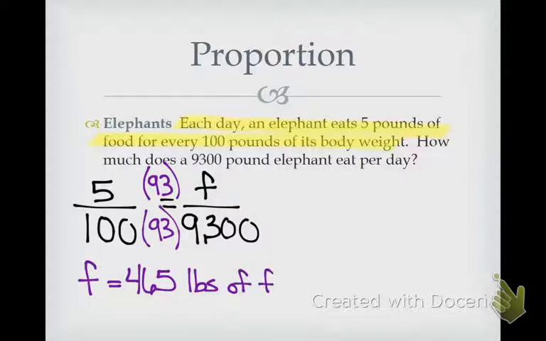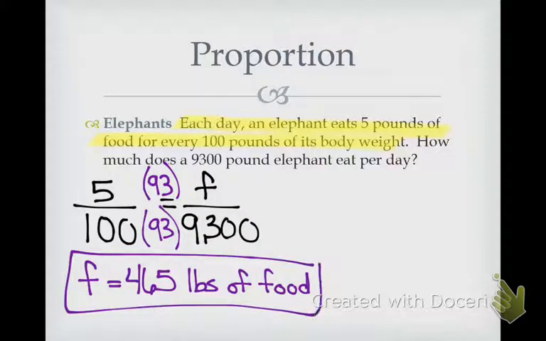You must label, and the label tells me that you understand what you were solving for. So you understand that this value is pounds of food. Now think about this in terms of real life. 465 pounds of food a day. That's an insane amount of food. I would not want to be the zoo worker that had to feed the elephant all of that food. Okay, but I mean, it's a big elephant. 9,300 pounds is some pretty serious weight. Anyway, it's just kind of interesting to think about that.